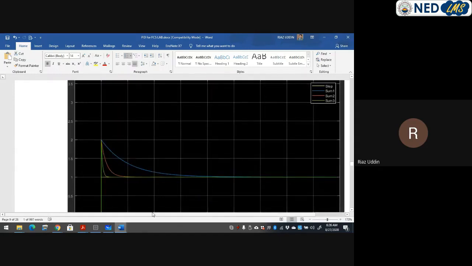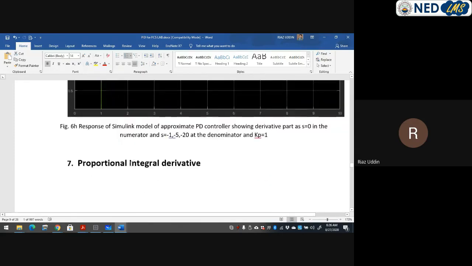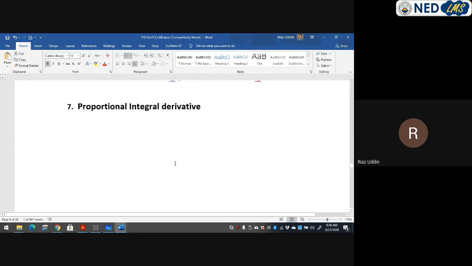In the future you will be studying lead-lag compensators, which are actually the start of these kinds of topics, and these specific theories that you are seeing in these curves are part of the lead-lag compensator. Now, proportional integral derivative control.